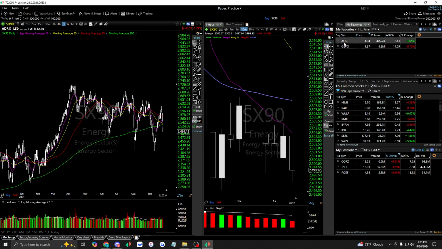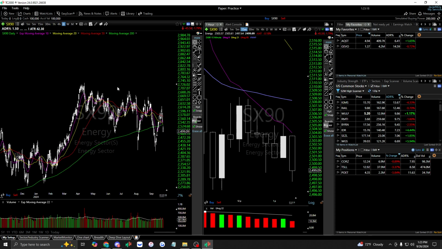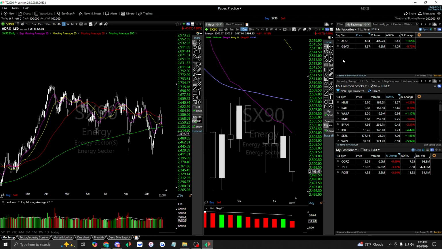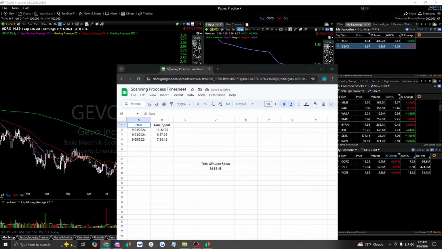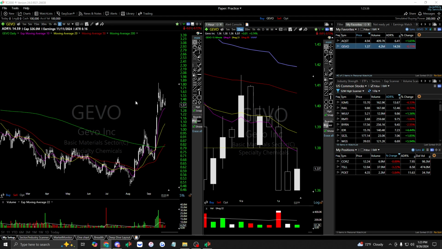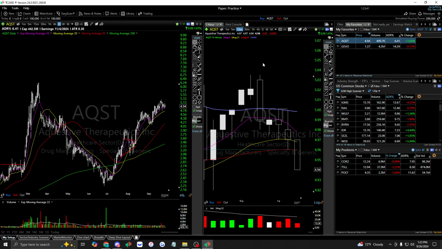Alright, so after we do that, I'll usually stop my timer and I'll consider that the duration of me scanning. I'll input that into a spreadsheet. I'll show a quick little sneak peek of that. It's nothing really fancy, but I'll just put it in here. Call that a scan.